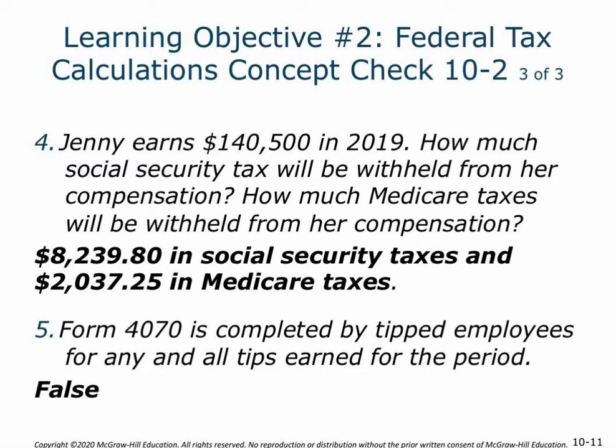Learning objective 5, Form 4070 is completed by tipped employees for any and all tips earned for the period. And that is going to be false. Once they complete that 4070 and submit it, they're completing it for not the current period, but for the prior period.